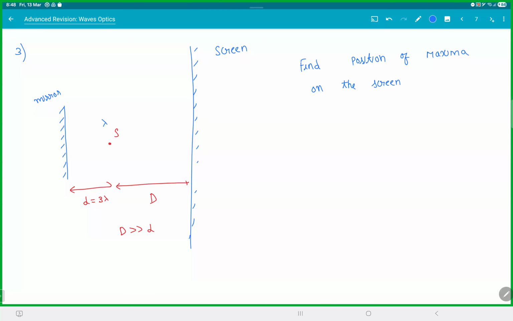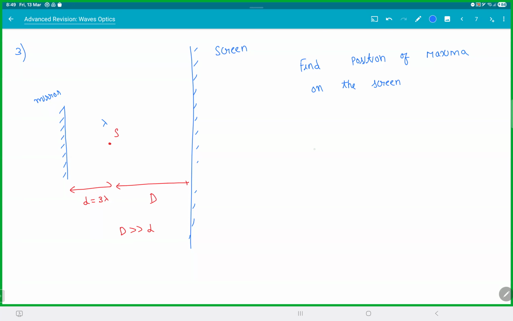Remember, interference happens between sources which are in sync, or coherent. And how do you create coherent sources? Two different light bulbs can never be coherent. So you have to create a second source from the same source, either by reflection or prism or something like that. Here the source and the image will behave like two sources. These two sources will have an interference on the screen. So find the position of maxima on the screen.